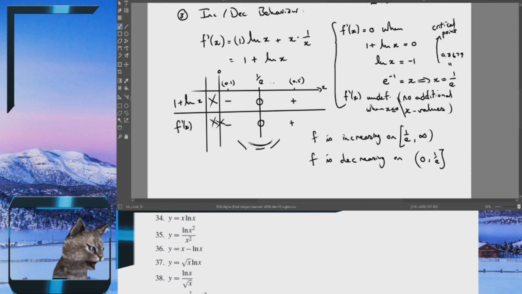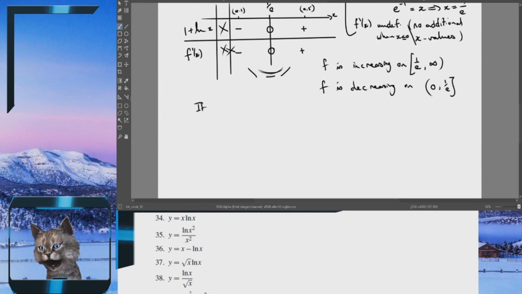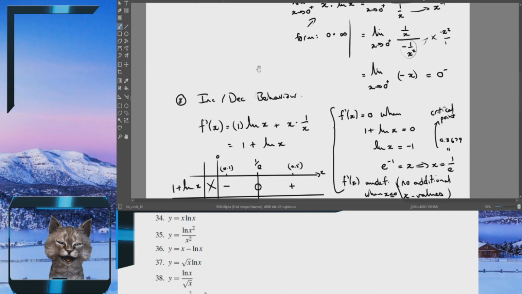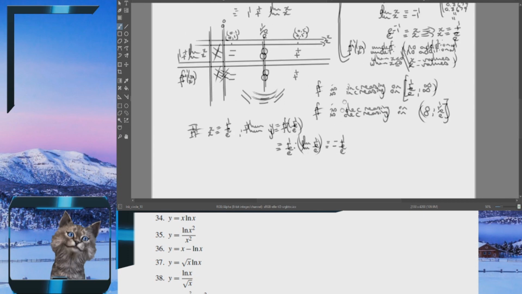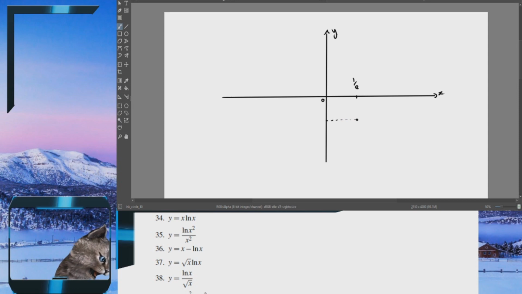did we find a y value? We did not. We probably should. So let's say up here, if x is 1 over e, then y is f of that, and my function is x times log of x. So 1 over e times log of 1 over e. That's going to, well, this guy is negative 1, so it's negative 1 over e. So negative point, what did we say, 3679. So that's going to sit down here, negative 1 over e.